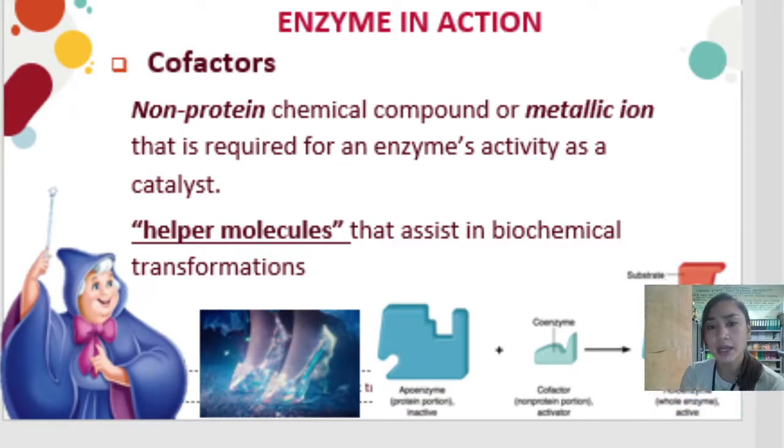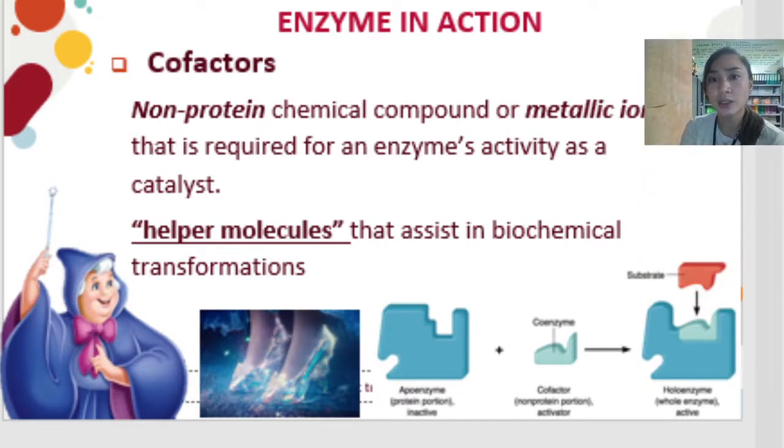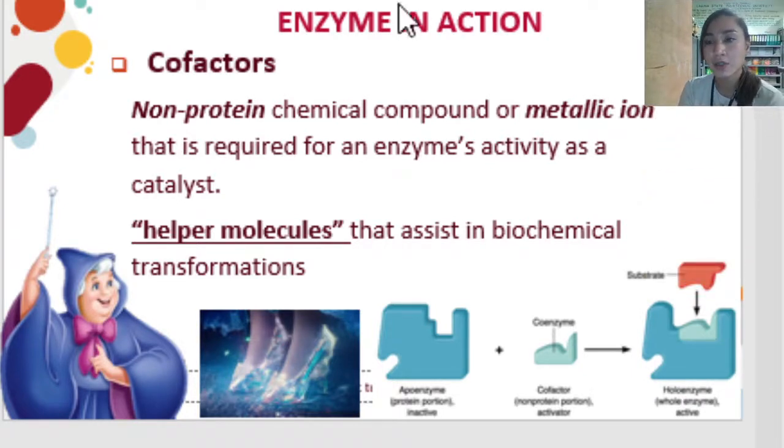So, enzyme in action. We not only have the substrate and the active site and the enzyme itself, we also have other molecules that help in the shaping of the enzyme, no? So we have helper molecules such as cofactors. It's a non-protein chemical compound, or usually a metallic ion, that is required for an enzyme's activity to be a catalyst. So it helps in the biochemical transformation.